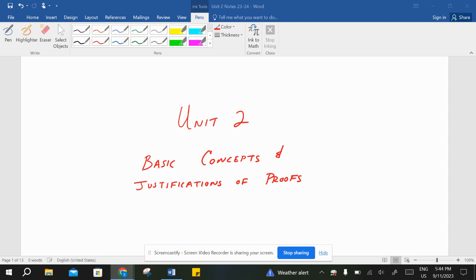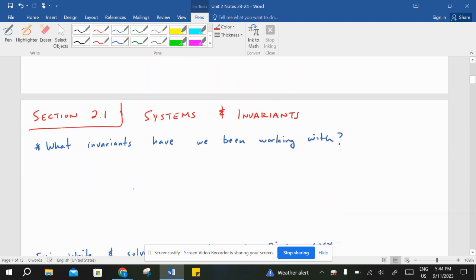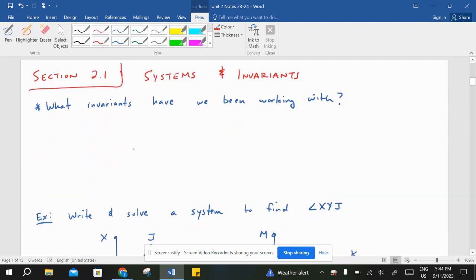This is the beginning of Unit 2 on basic concepts and justifications of proofs. Yesterday we did some algebra practice with systems, and our first section is going to continue talking about those systems and the invariants that we've already been working with. If you remember, we've been working with three main invariants so far, right?